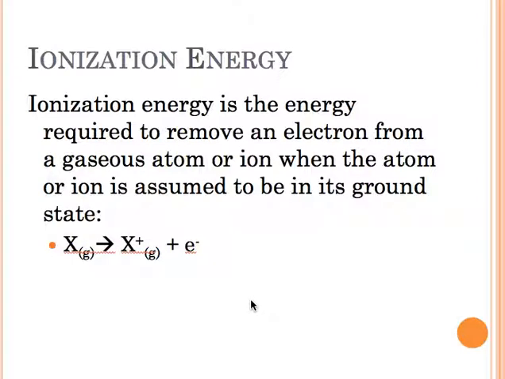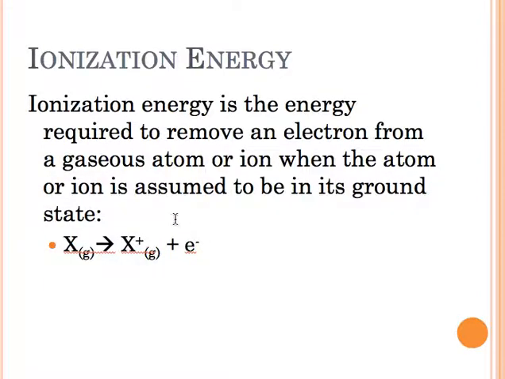Okay. So the first trend I'm going to talk about is ionization energy. And really to understand the trends, you have to understand the definition of each one of these. Ionization energy is how much energy it takes to pull an electron off a gaseous atom. So if I have a gas element here and I rip an electron off of it, it's how much energy it takes to do that.